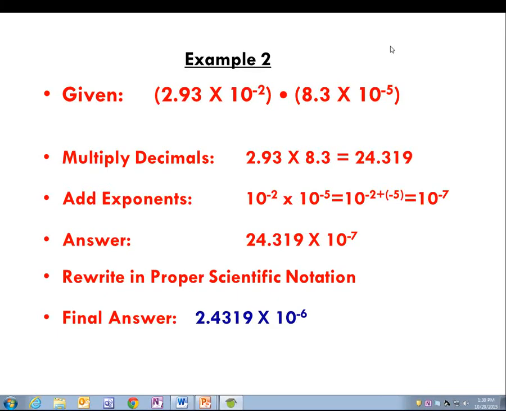Okay. So multiplying decimals first. Second, we add the exponents. Negative 2 plus negative 5 is negative 7. The answer is 24.319 times 10 to the 7th, but we need to make sure we have it in scientific notation. So we need to bring the decimal to the left, which means that is going to get lighter. Remember, decimal to the left, the exponent gets lifted. So it lifts from negative 7 up to negative 6.